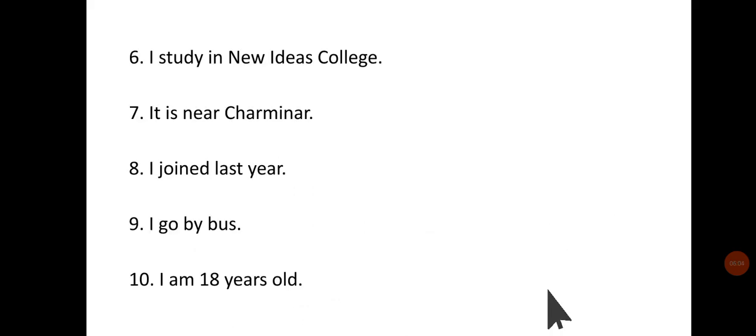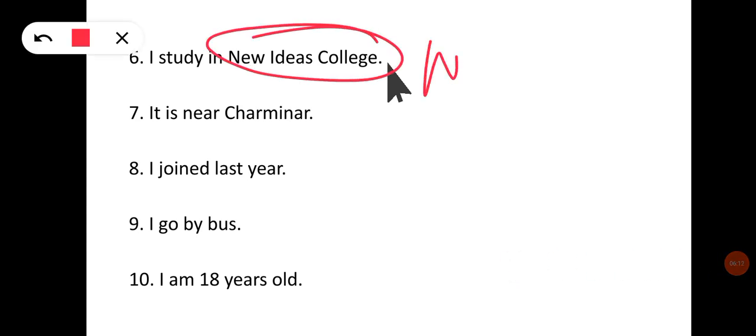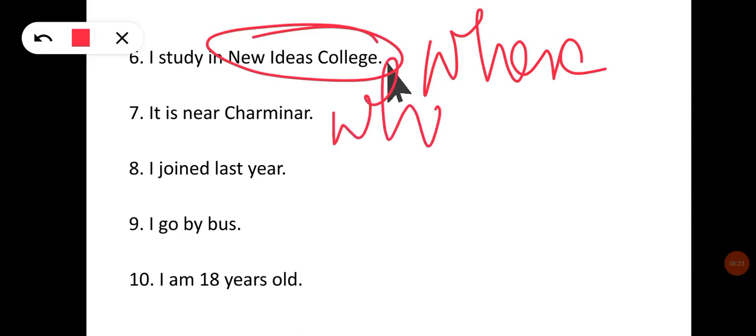Next one, I study in New Ideas College. Okay, so here we are speaking about the place. So the question starts with where? Where do you study? Next one, it is near Charminar is the answer. What is the question that you can frame here? Where is it? It is near Charminar.